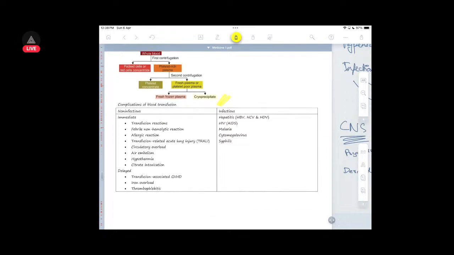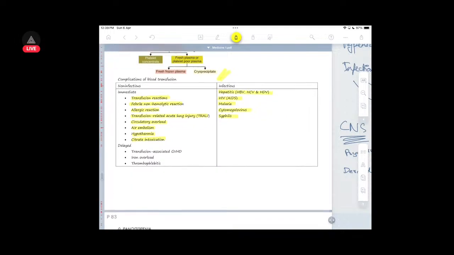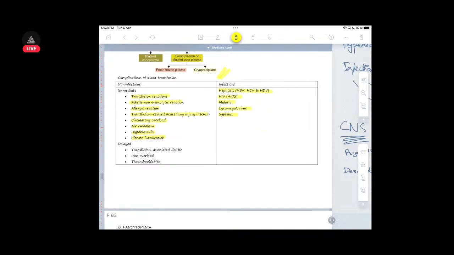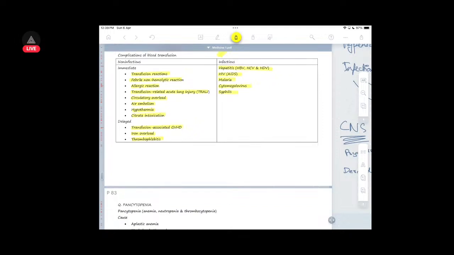So complications: you're going to have infectious complications, HIV, HBV, AIDS, malaria, cytomegalovirus, syphilis, etc. Non-infectious, you can have transfusion reaction, febrile non-hemolytic reaction, allergic reaction, transfusion related lung injury, air embolism, circulatory overload, hypothermia, citrate intoxication. You can have transfusion associated GVHD. I have no idea what GVHD is. Iron overload is there and thrombophlebitis.